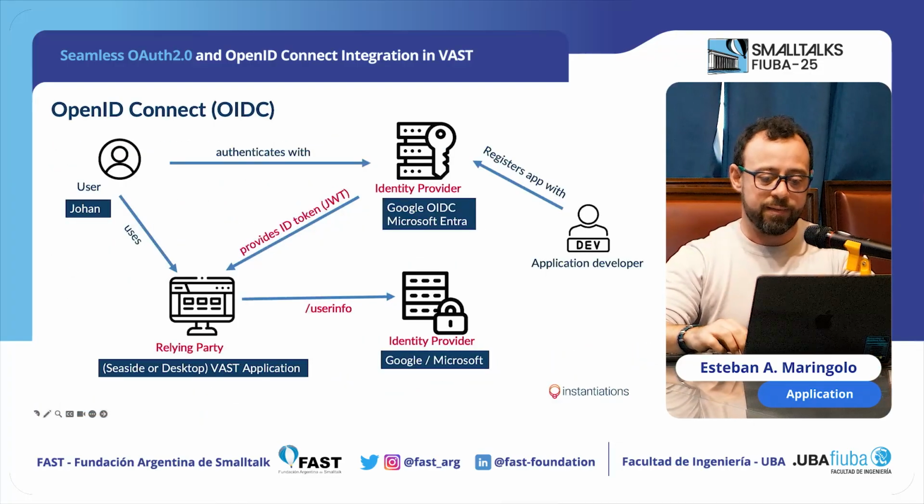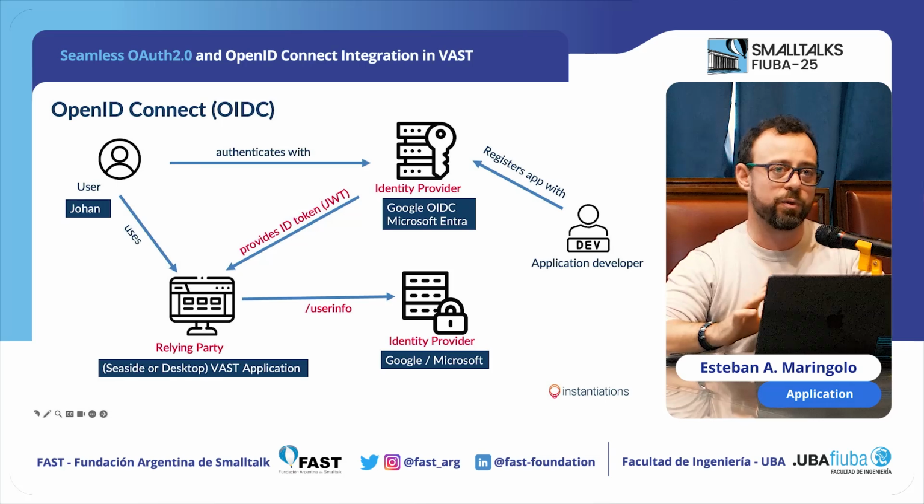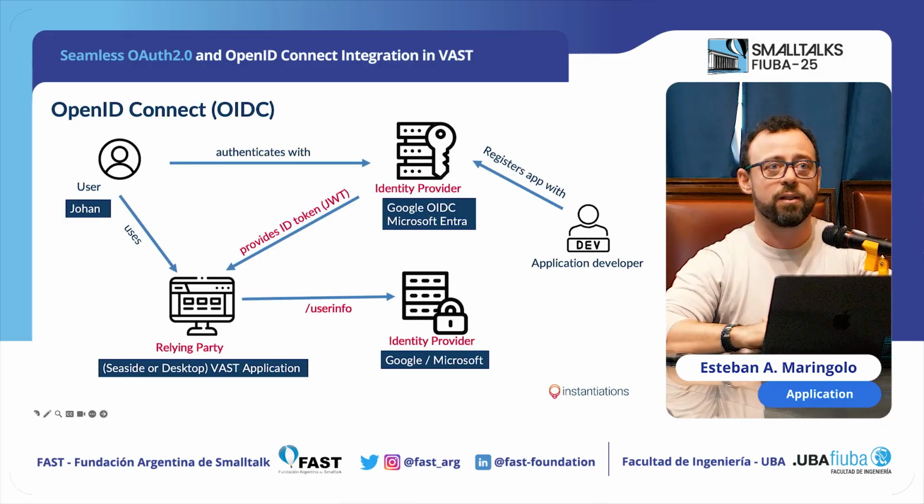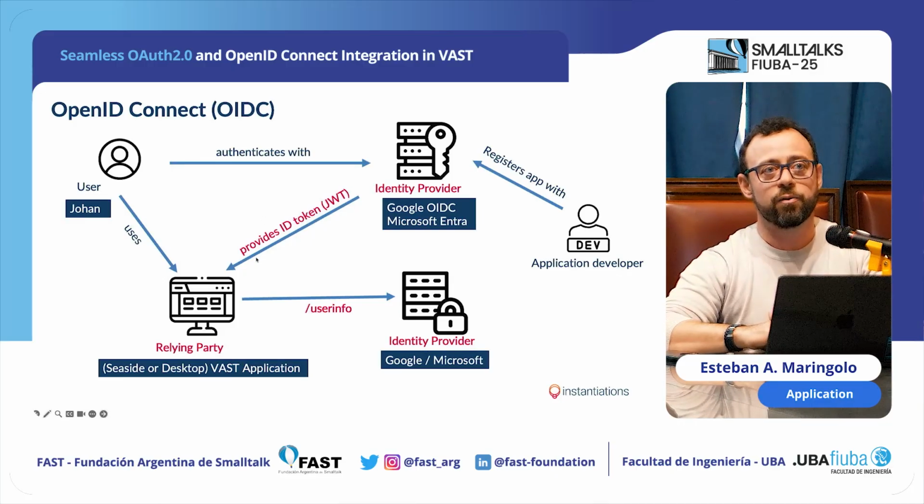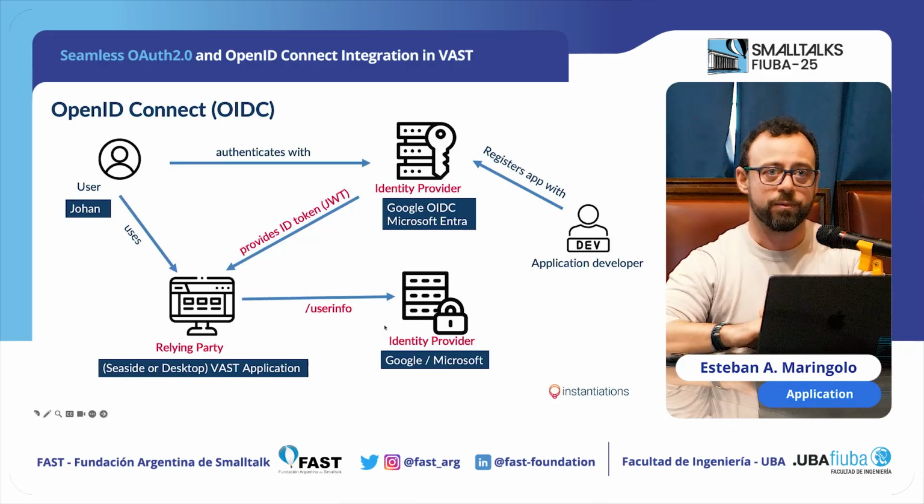The workflow, I won't do the whole animation here, but this is the workflow. It's really similar to the one that you have with OAuth2 because essentially it uses the same workflow. But you can see in the middle that instead of just getting a regular string as the token, you get a JSON Web Token with all the information.